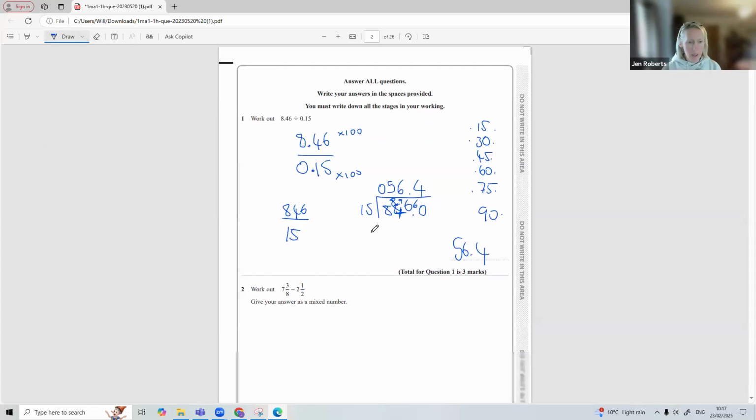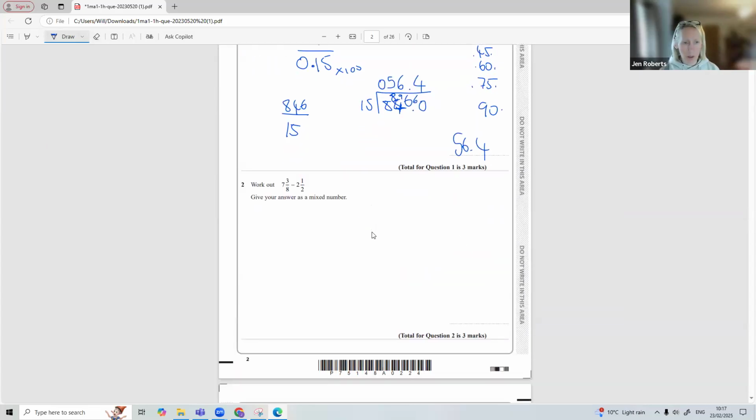Okay, work out 7 3/8 minus 2.5. I'm going to write them both as improper fractions first. 7 times 8 is 56, add 3 is 59. So you've got 59/8 minus 2.5. 2 times 2 is 4, 4 plus 1 is 5.